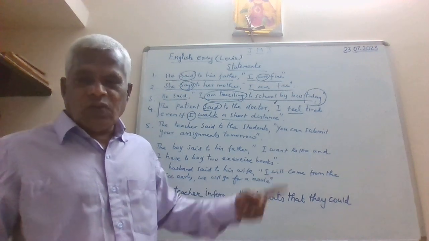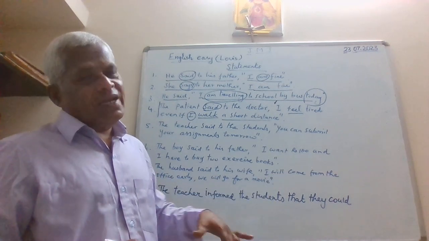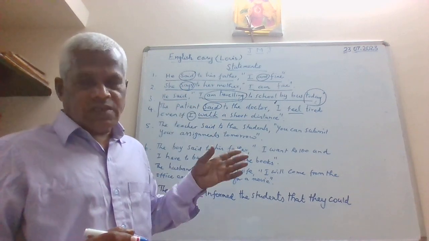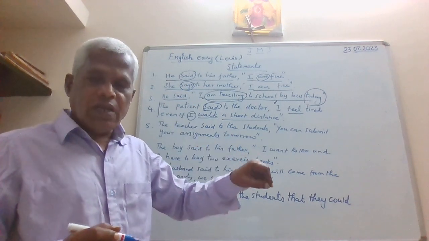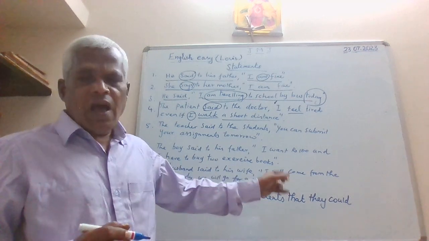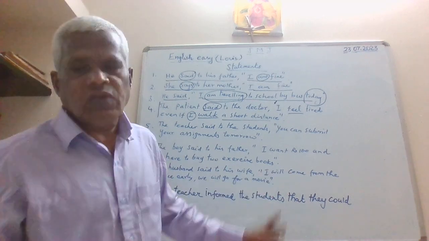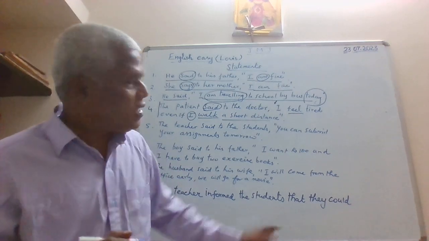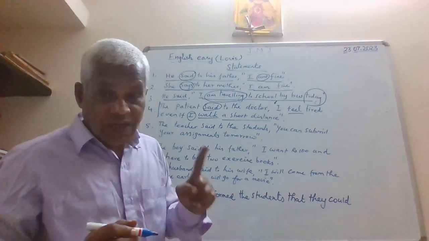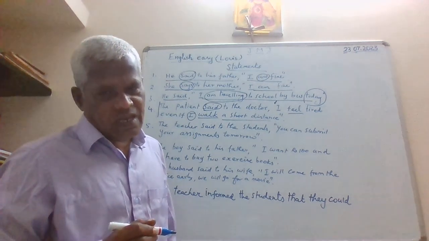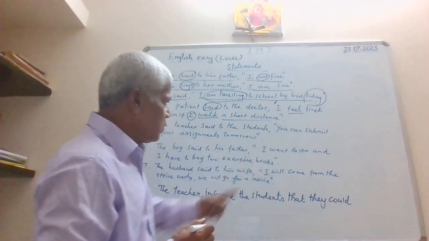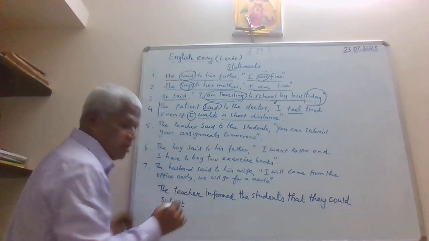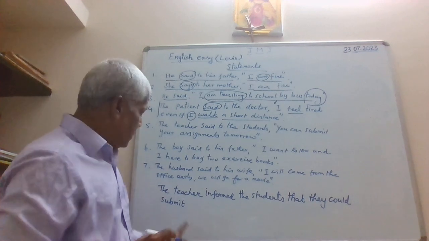Okay. Now when you write could, should, would, the past tense of will, would, and they should, all these verbs, after writing those verbs, what should we do? You must write only the present tense verb. Okay? You must write only the present tense verb. So, could submit.